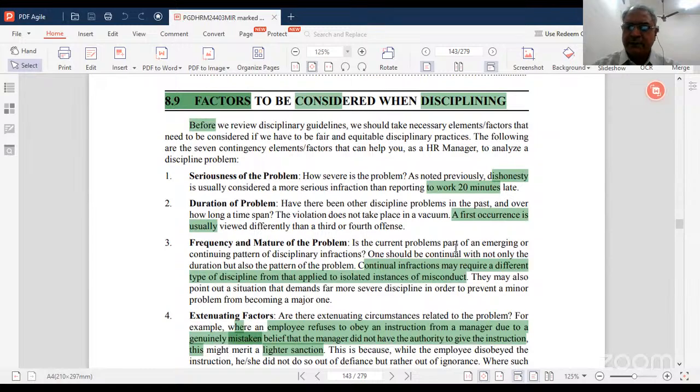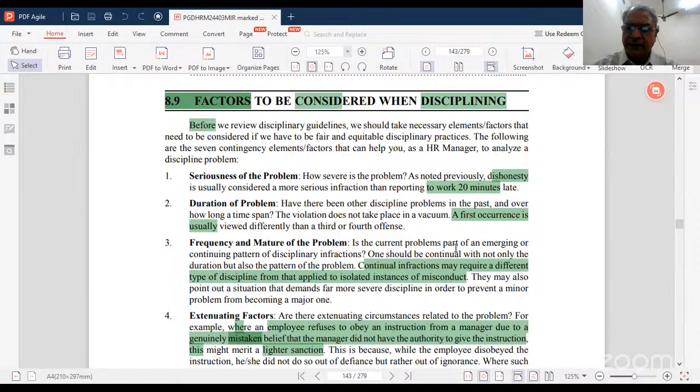If a person is coming late by 10 to 15 minutes, it is not a serious problem. How far he is working after coming to the organization is an important issue. Then, duration of the problem. Have there been other discipline problems in the past, or how long is the total time span?